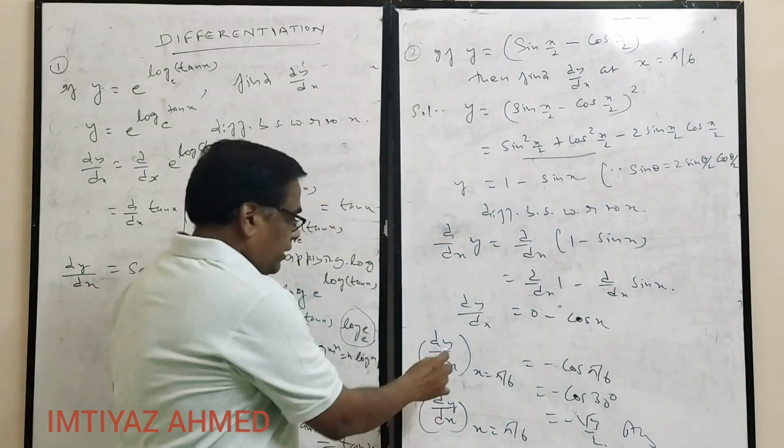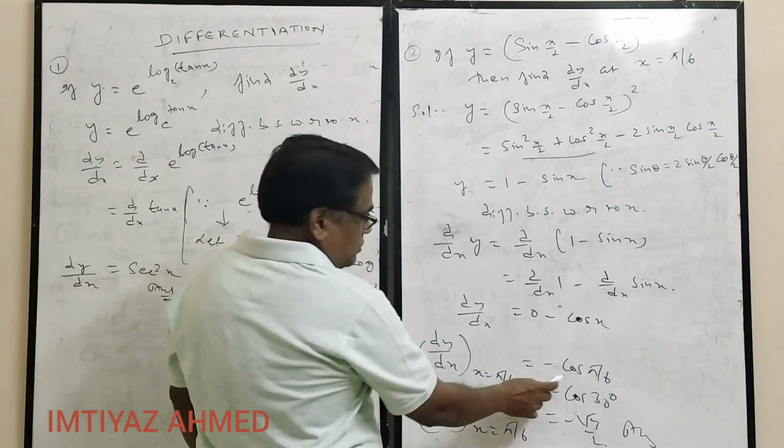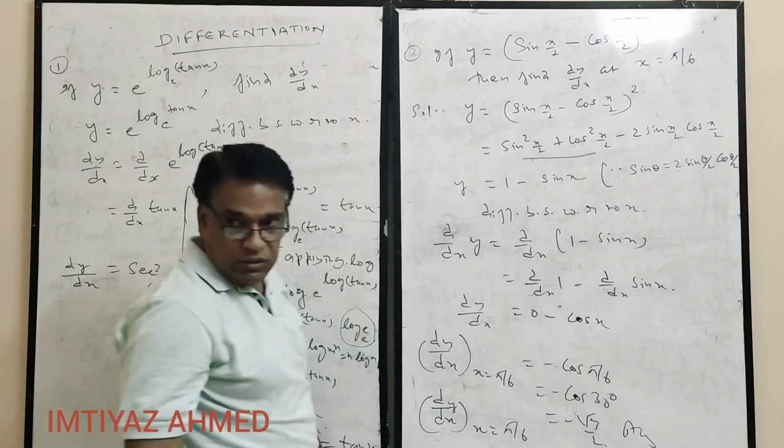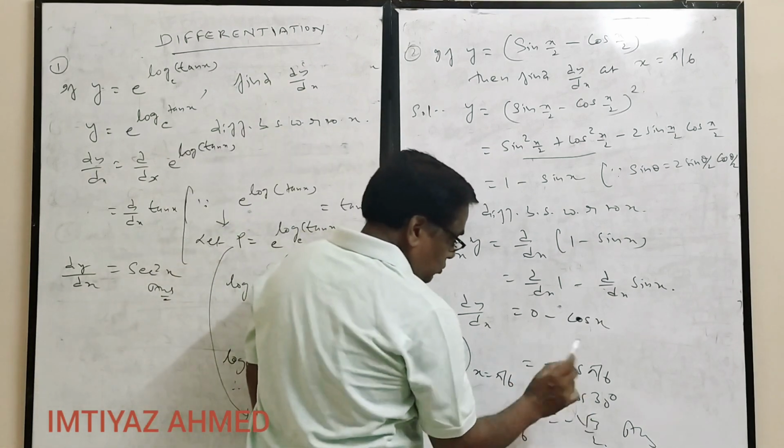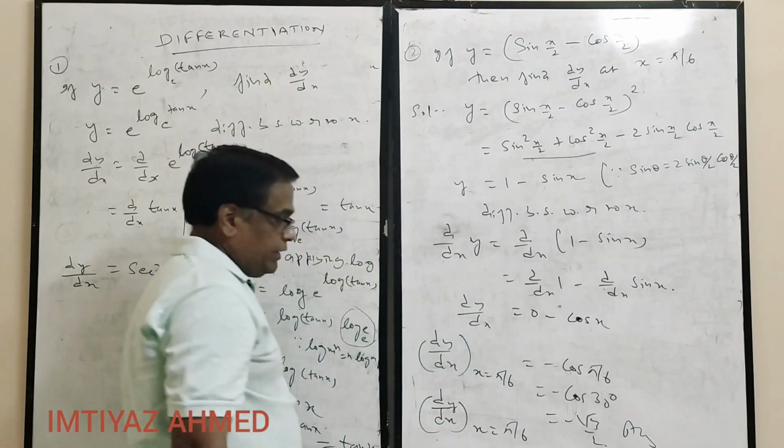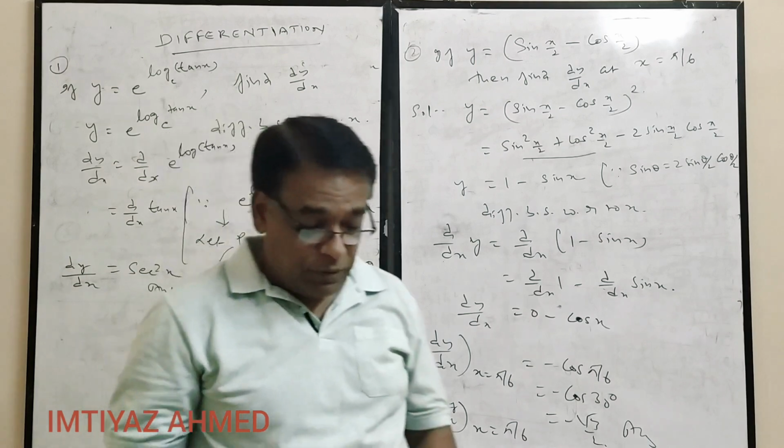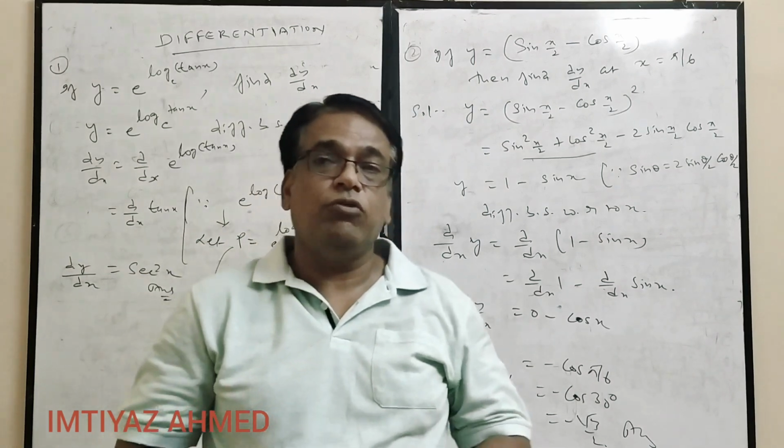Okay, so dy by dx at x equals pi by 6 is minus cos. Instead of x you have to apply pi by 6. Pi by 6 is 30 and cos 30 is root 3 by 2. So we got the answer, minus root 3 by 2. Other examples you can see from the book. I'll just give you the copy of it.